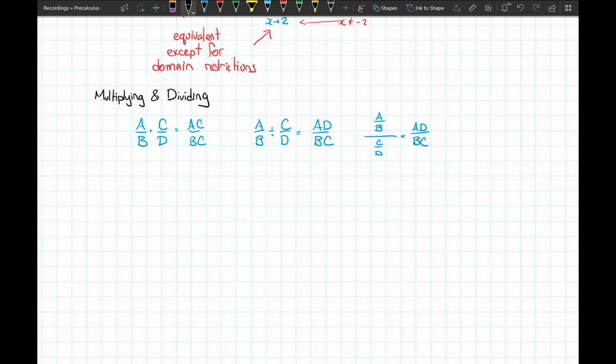Now, along the way, instead of having to do a lot of distributing, it's actually better, usually when you're multiplying and dividing, to keep things factored. And if things are factored, then you can cancel common factors.